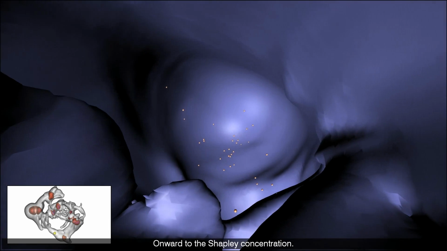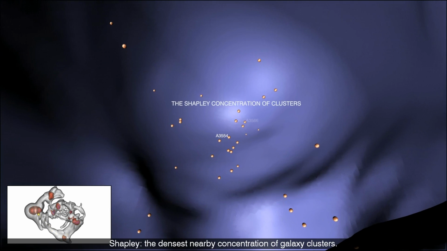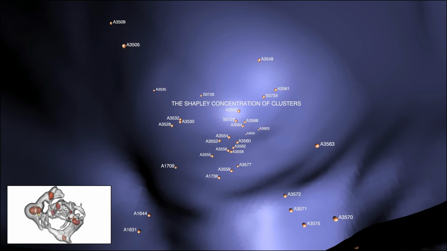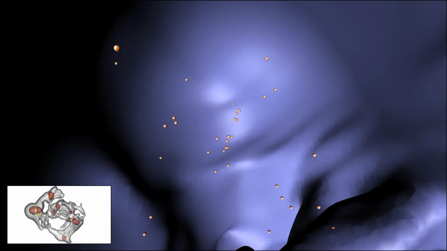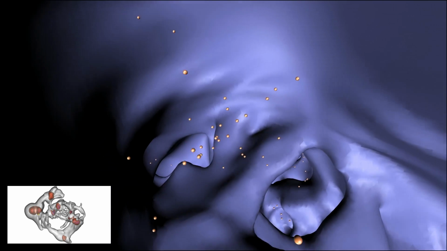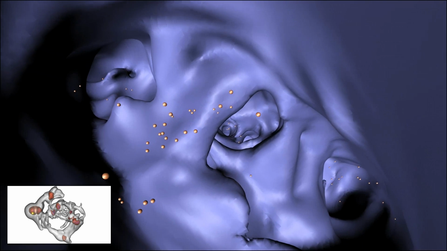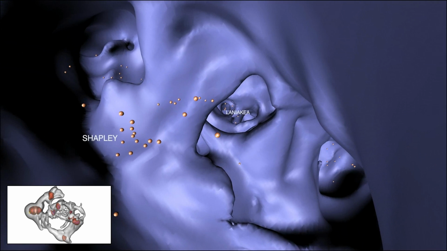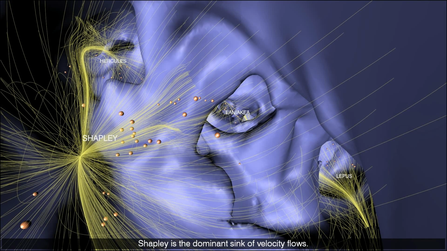Onward to the Shapely concentration. Shapely, the densest nearby concentration of galaxy clusters. Shapely is the dominant sink of velocity flows.